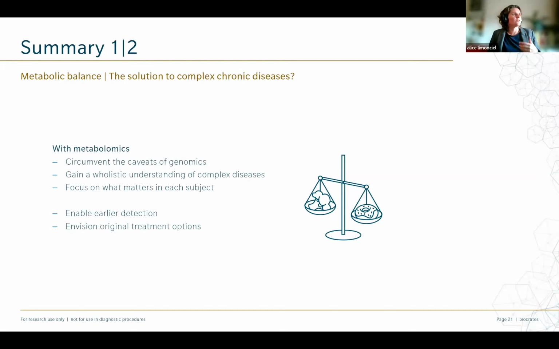We can envision original treatment options, as I showed in the last 2 examples. And we can also deploy adaptive prevention measures for people who haven't developed the disease yet, to make sure that we stop this rising tide of complex chronic diseases. And all of this can be monitored with metabolomics because in the end, the metabolite level is really what triggers the beginning of these diseases.